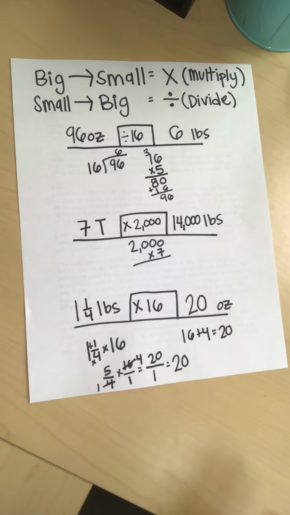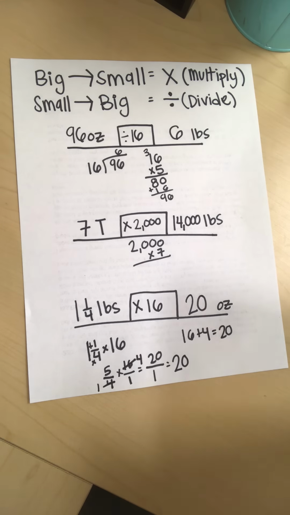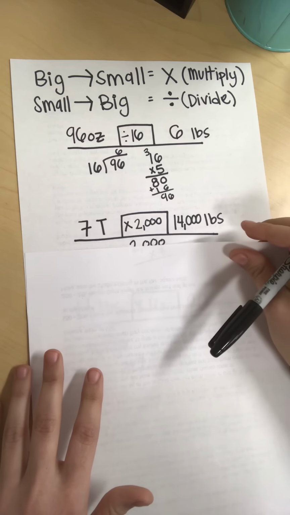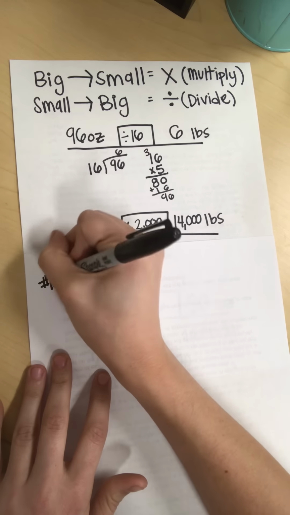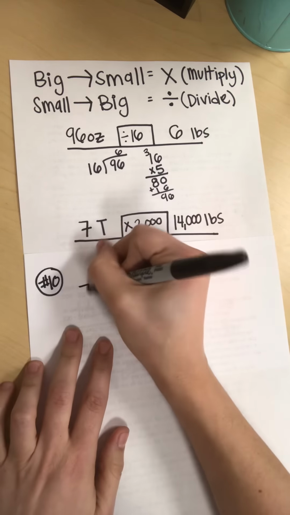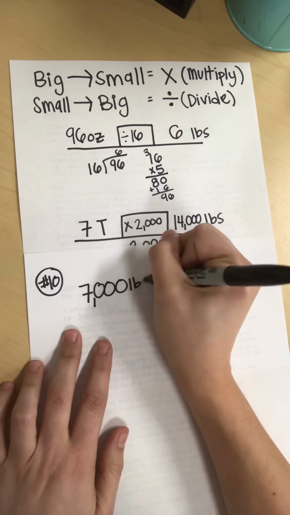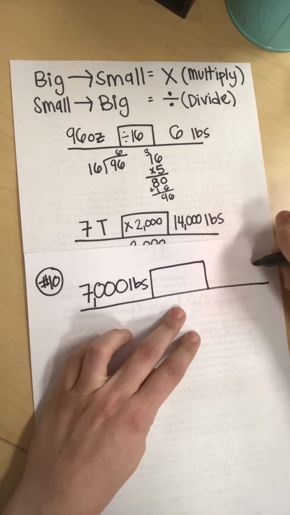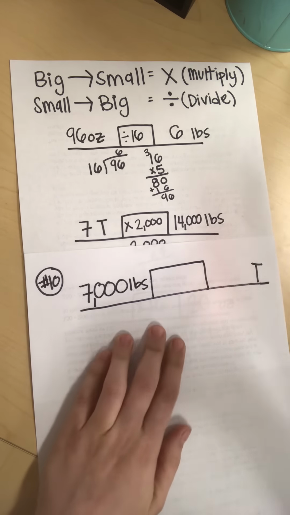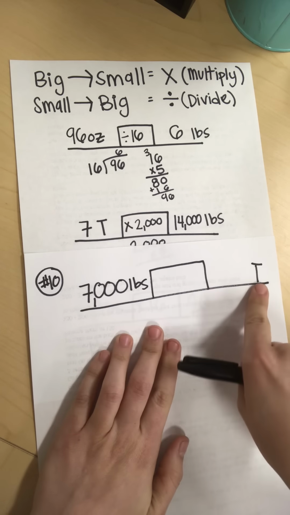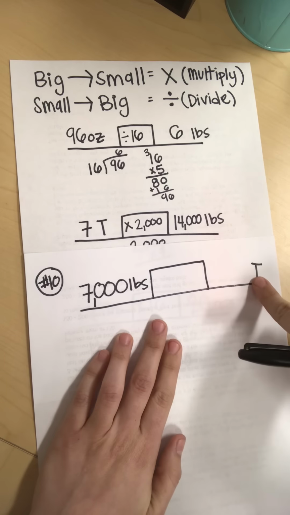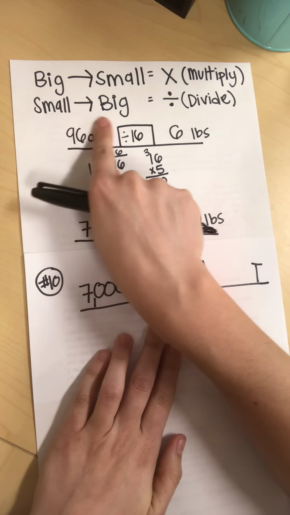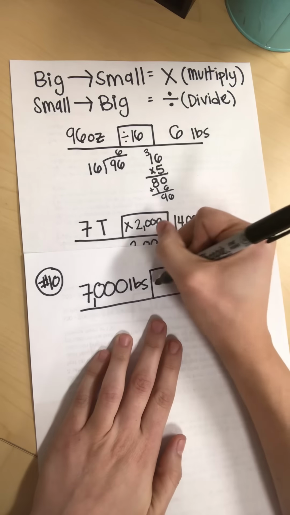Now let's go ahead and do one last problem. We are going to do number 10. Number 10 on the independent sheet wants us to convert 7,000 pounds into tons. So again, I'm going to look at going from pounds to tons. I'm going from a smaller unit to a heavier unit. So small to big, which means I'm going to divide.